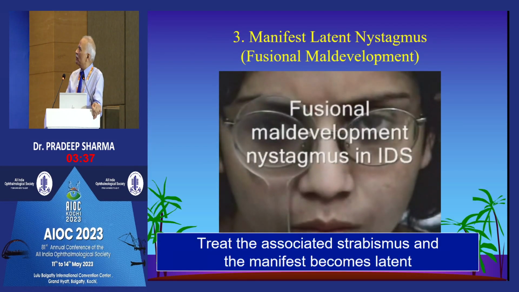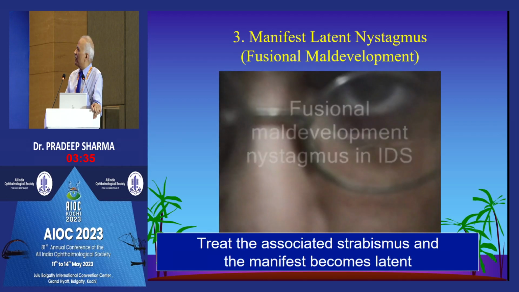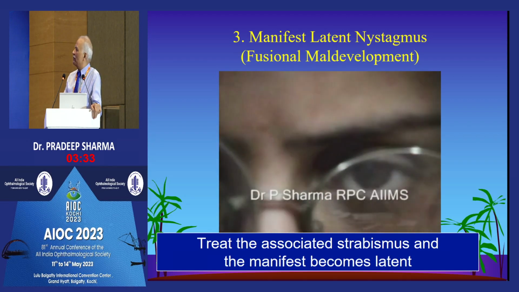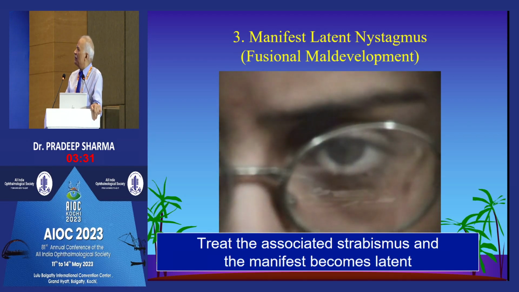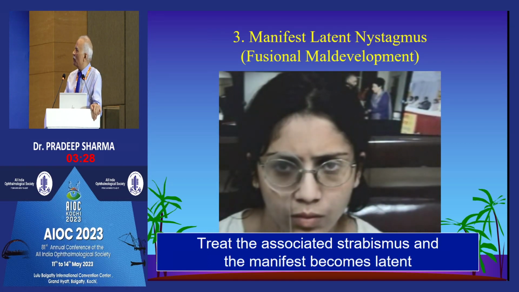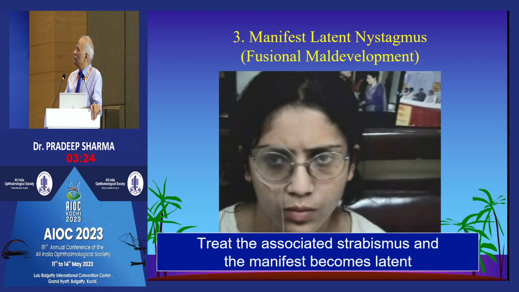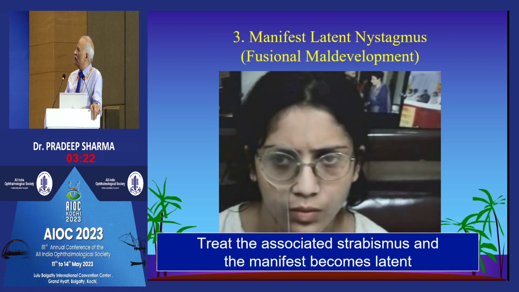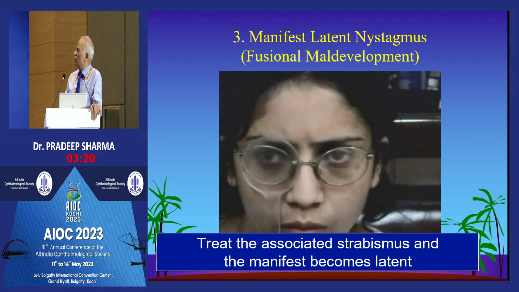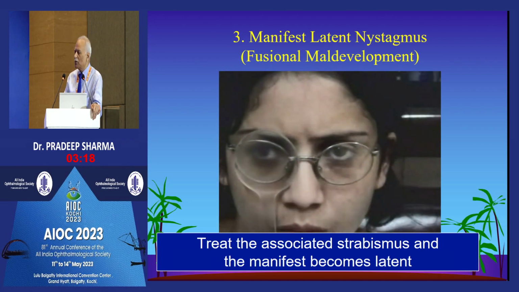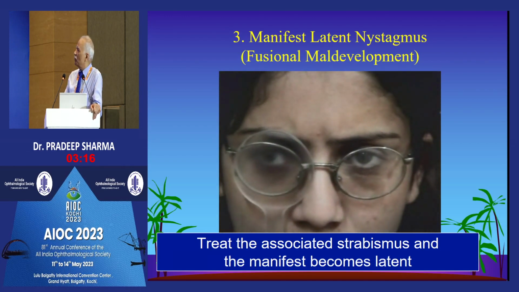Now another adult person who has a fusional maldevelopment nystagmus associated with intermittent divergent squint. When the IDS is latent, in the phoric form, there is no nystagmus, and when I break this, as you see now the IDS has broken, it becomes manifest, and the nystagmus also becomes manifest. So here the key thing is, if the strabismus is corrected, these cases can be converted to the latent form.